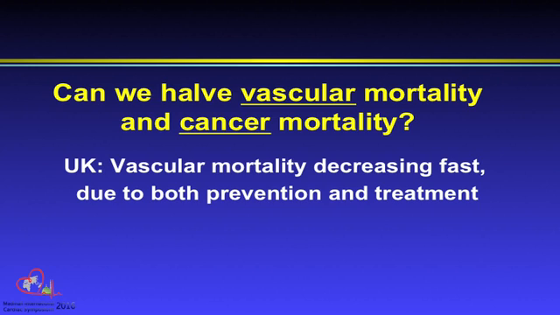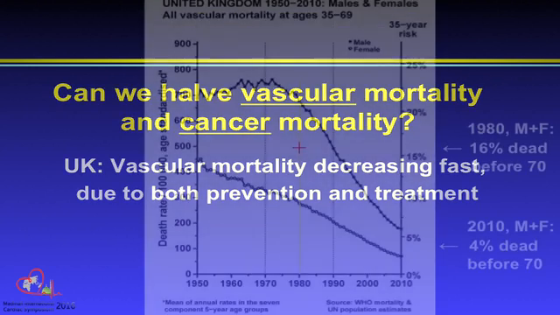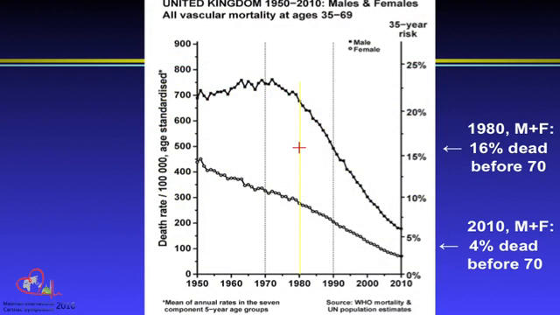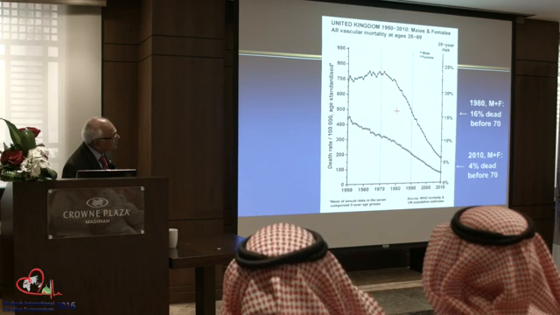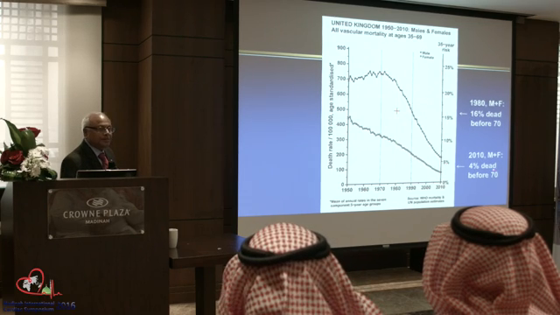So the issue is, can we decrease vascular mortality and cancer mortality? But I'm going to focus on vascular mortality. And in the UK, look at what happened. This is around 1917 men. Look at the drop in the 40 years. This is about 25%. This is just over 5% in men.